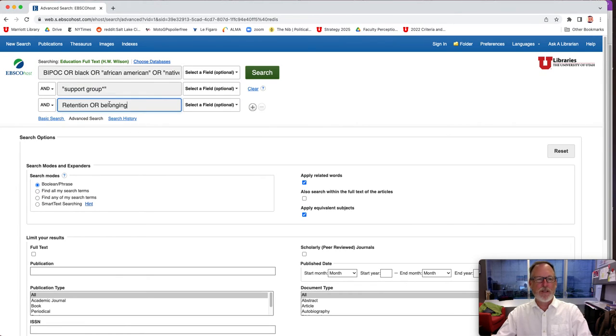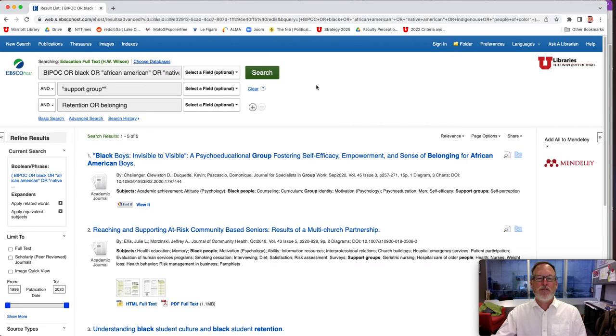So now we're in the context of K through 12, or what they call K through 16, which is like undergraduate. What do we get with that? There's only 5, but now all of a sudden we're in the context of education. Maybe this is the place to go.